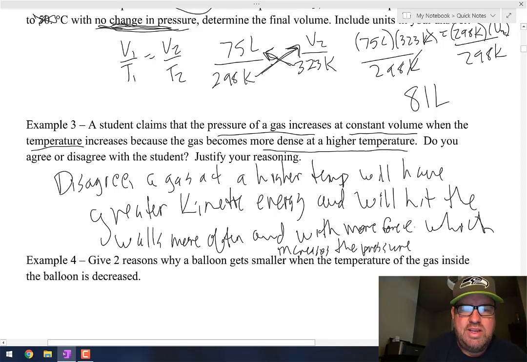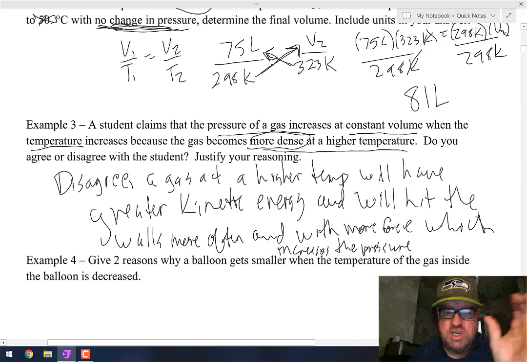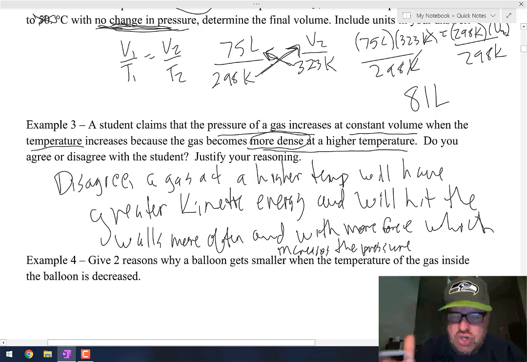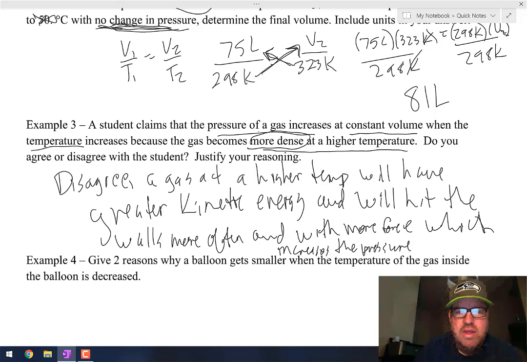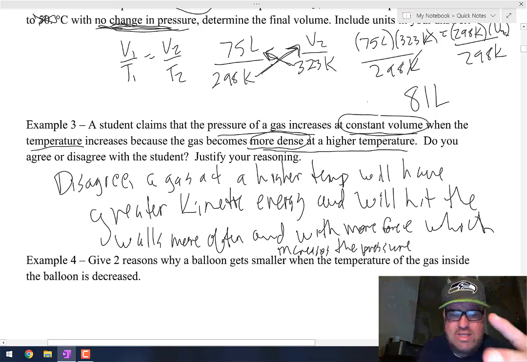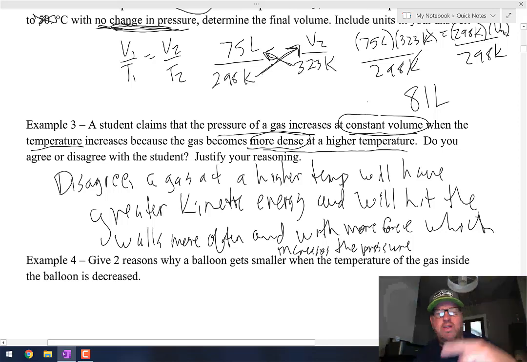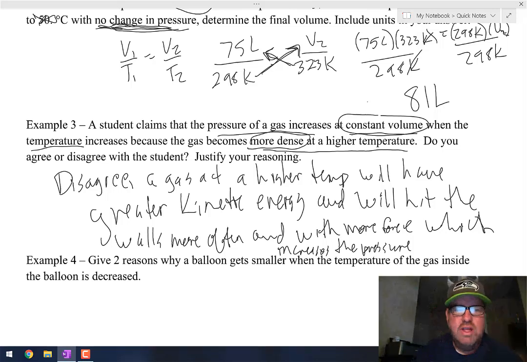Okay, so I'm saying I disagree because here's why it happens. I don't really know, does the density change much? It might change a little bit, but it shouldn't, because if it's in a confined space, density is mass over volume. Again, you're at a constant volume, so that doesn't change. The mass doesn't change. But again, I want to tell the person grading this question this is why the pressure does increase when the temperature goes up.